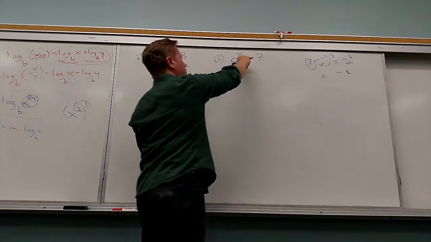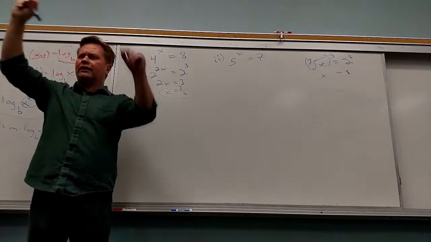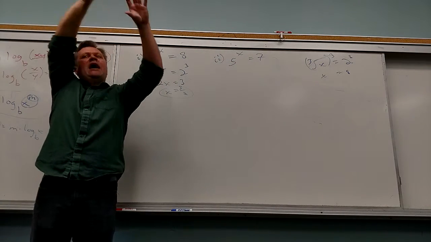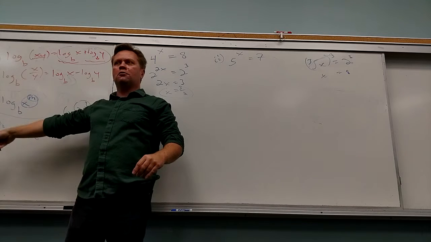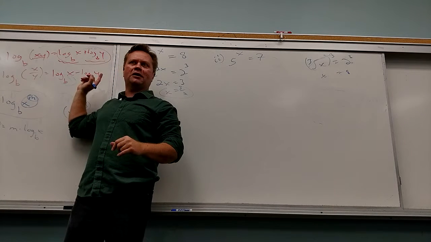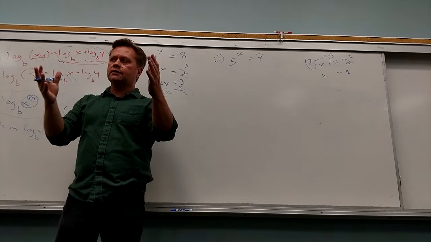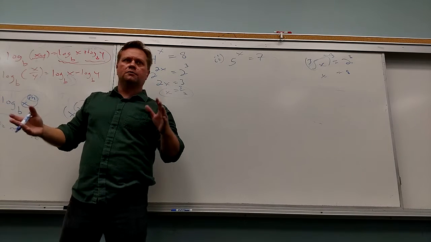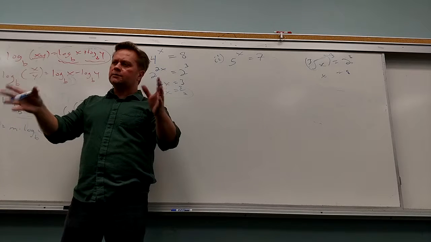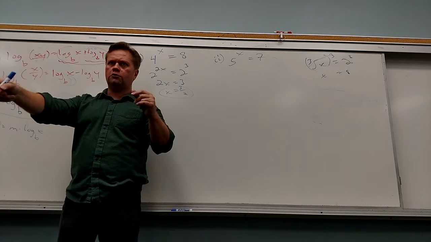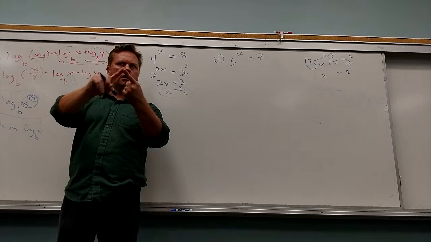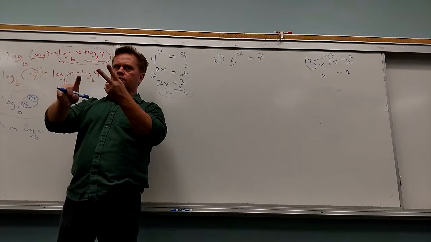So here, I've got to do something that will make the x get free. It's up top. I can't do anything with it. I need it to be down. If only there was something I could use that would make the exponent come down. And of course, the only thing that does that are these logarithms. In fact, let's be smart. Let's use a logarithm that shows up on our calculator, either log or ln.